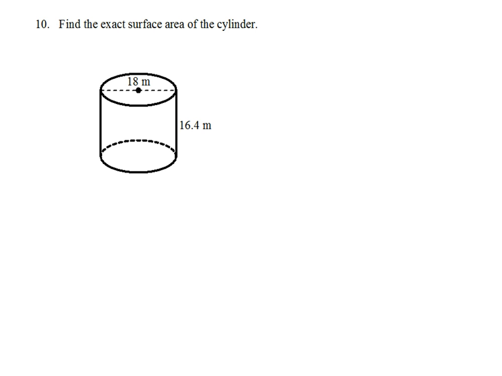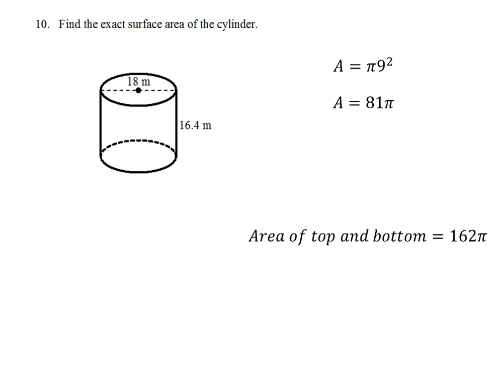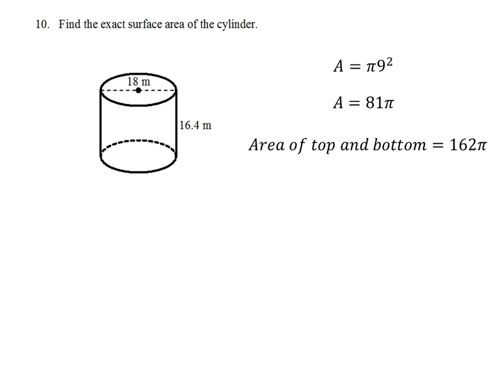And the last problem here, find the exact surface area of the cylinder. Exact meaning we're going to have terms of pi, so we're going to have a pi in our answer. We don't want to change that to a decimal. So I'm going to find the area of the circle, pi times the radius squared. The area of the circle up top has a radius of 9 because the diameter is 18. So pi times 9 squared. Therefore, the area of the circle is 81 pi, but there are 2 of them. So we get 162 pi is the area of the top and the bottom.